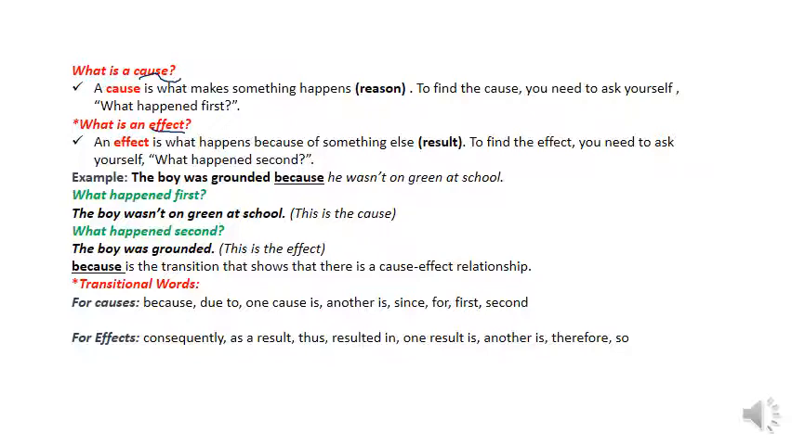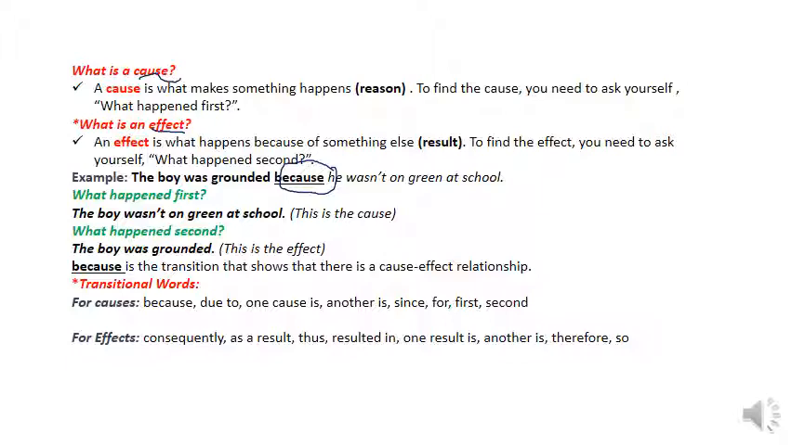So let's say, for example, that Maya didn't do her homework. Okay, Maya didn't do her homework, so she was punished. What happened first? Maya didn't do the homework. This was the first action. And what happened next, or second, is that she was punished. That's why she was punished, because she didn't do her homework. Now, as you can see here in this sentence, we have the word because, and the word because here is a transitional word that shows that there is a cause-effect relationship.